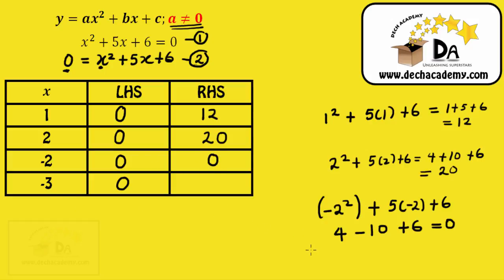When x is minus 3, the right-hand side of the equation is minus 3 squared plus 5 times minus 3 plus 6. Let's write it out. Minus 3 squared, which is 9, plus 5 times minus 3, so plus minus 15, which is minus 15, plus 6. So 9 minus 15 is minus 6, minus 6 plus 6 is 0.